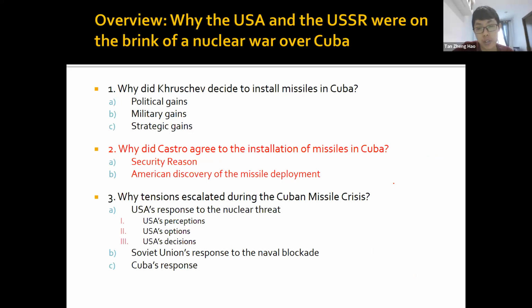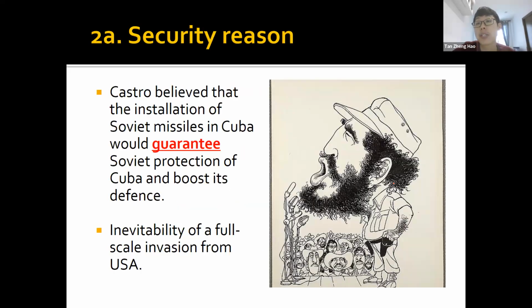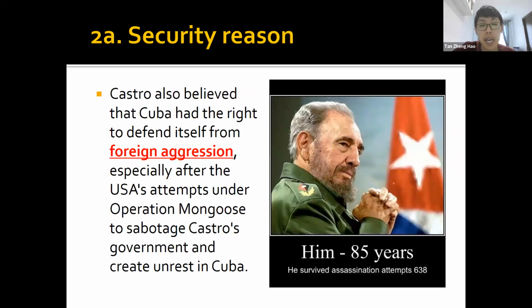Now, why did Castro want the missiles? This one should also be quite obvious, because by placing the missiles in Cuba, Castro will feel more secure and safe, because the missiles can defend Cuba. Castro was very afraid because the USA, as we just mentioned with the Bay of Pigs invasion and Operation Mongoose, had been trying to overthrow Castro for a very long time. So he has reason to believe the US will try again. By having the Soviet Union involved, by having these nuclear weapons, he will feel a sense of security.